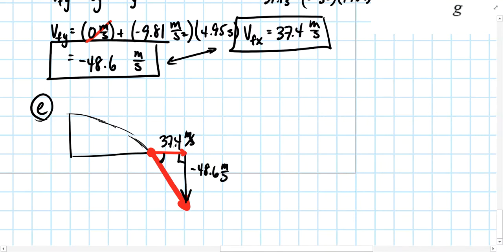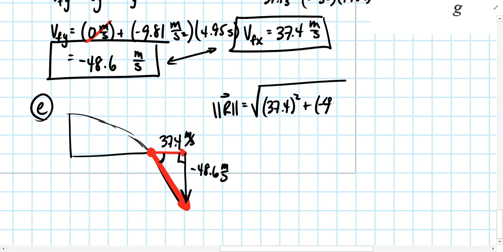We can calculate this angle measure of the triangle, and we can also calculate the length of that side. Let's go for the length of that side, and I'll call this the resultant vector. So the resultant direction after these two motions are applied to one another is the square root of the sum of these two sides squared. So 37.4 squared plus negative 48.6 squared, and that computes to 61.3 meters per second.